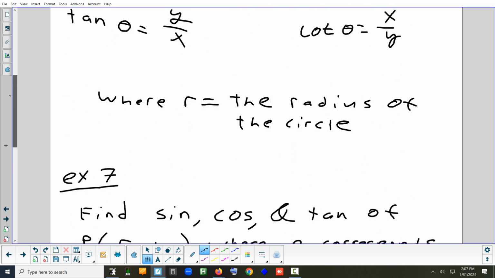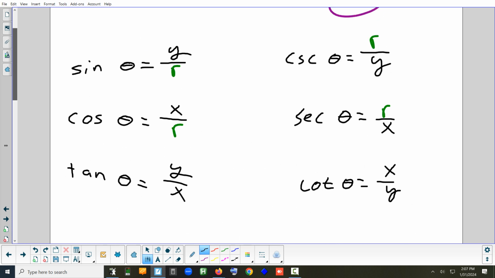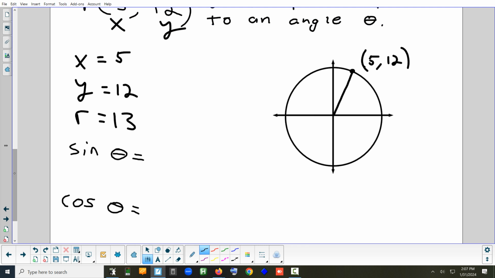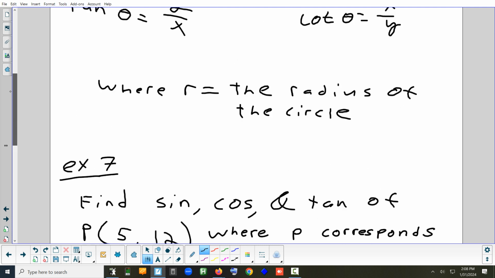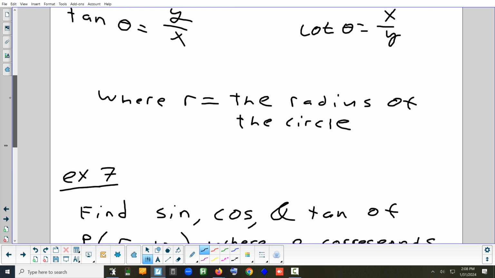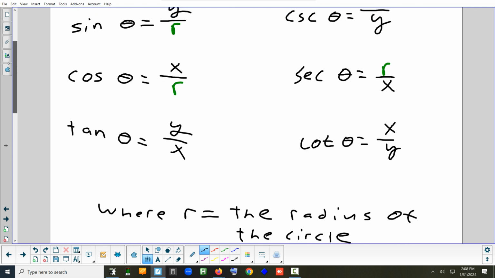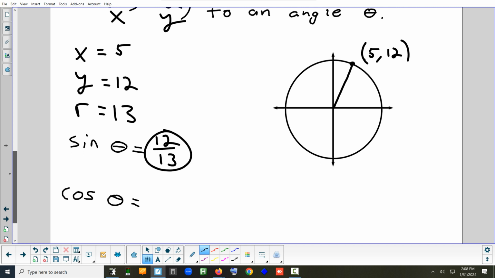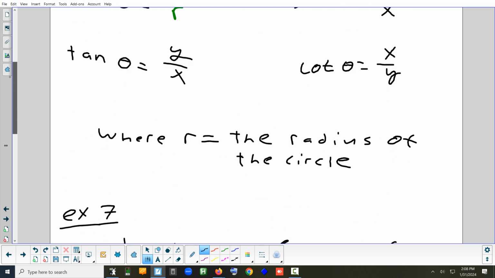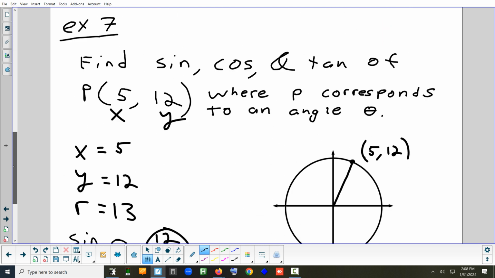Okay, so let's start with sine. Sine is y over r. So what's the sine going to be here? 12 over 13. Do you just want us to leave it like that? Yes. Cosine is x over r. It's going to be 5 over 13. And the tangent is the same formula, y over x.